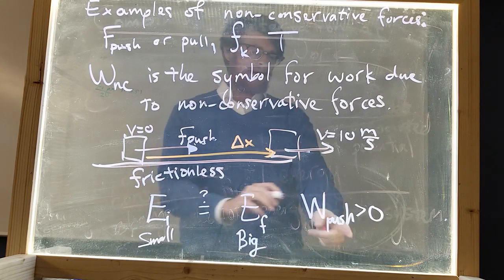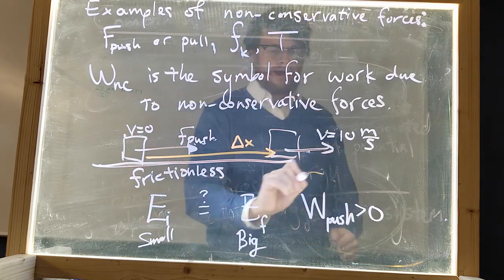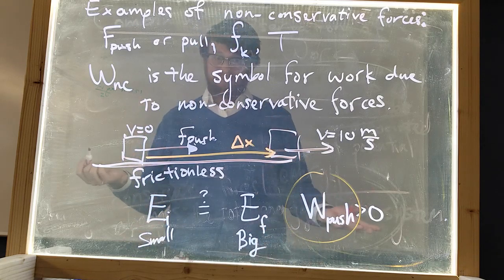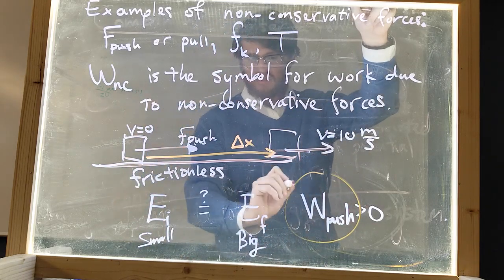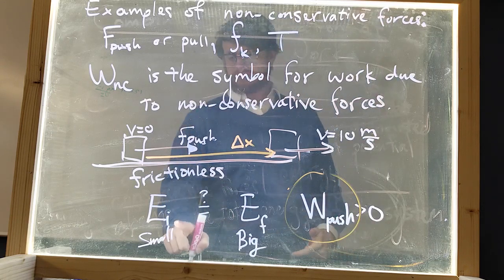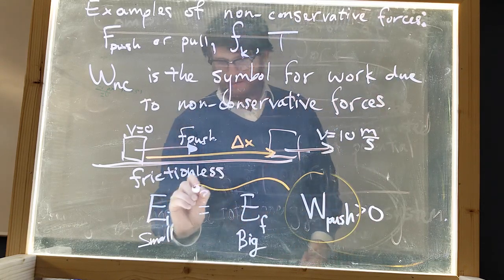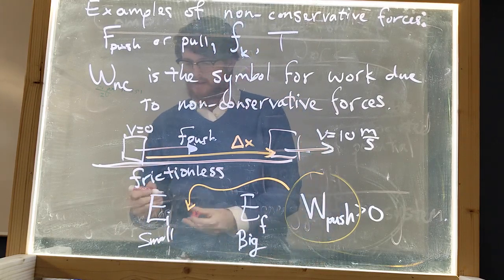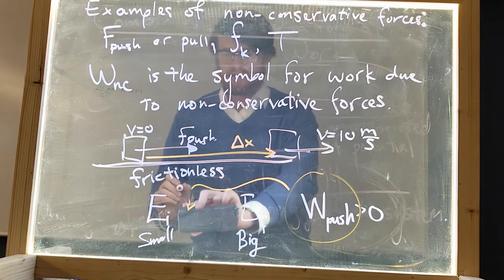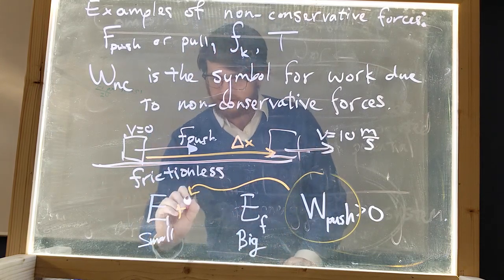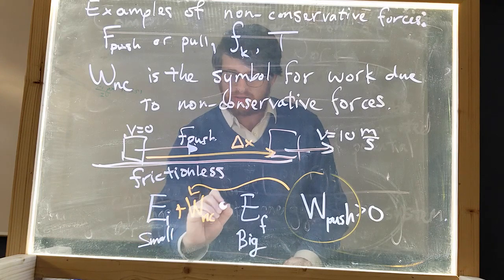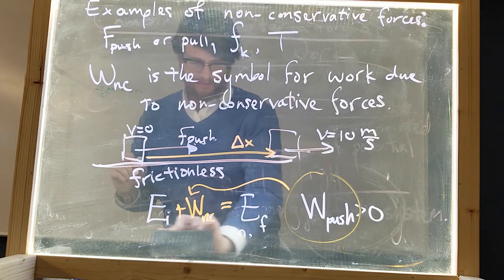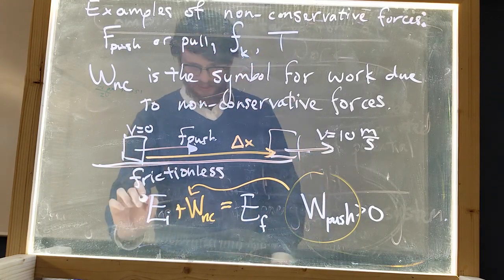So what I want to do is add this number, this work push, to one side of the equation or the other to balance out this equation. So where does it go? Well, it's a number greater than 0, so it's going to need to go on the small side, like that. And now we are going to be able to write that E initial plus the work due to our non-conservative force equals E final.